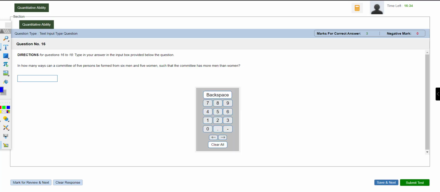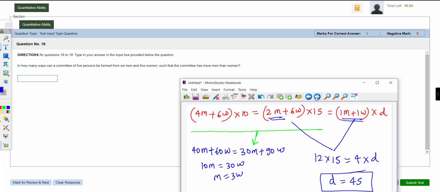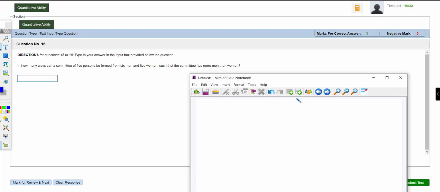In how many ways can a committee of 5 persons be formed from 6 men and 5 women such that the committee has more men than women? Very easy question. Okay, let's do this. There are 6 men and 5 women. We want to select 5 people, so the number of men should be more than the number of women.